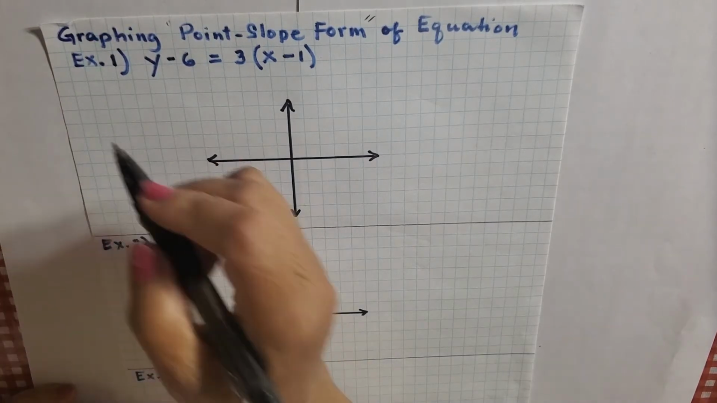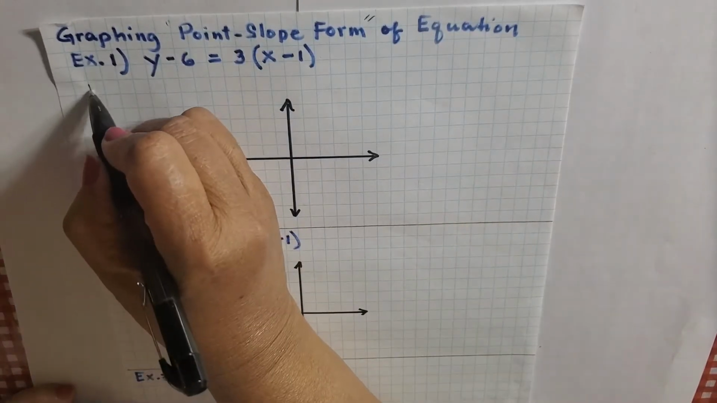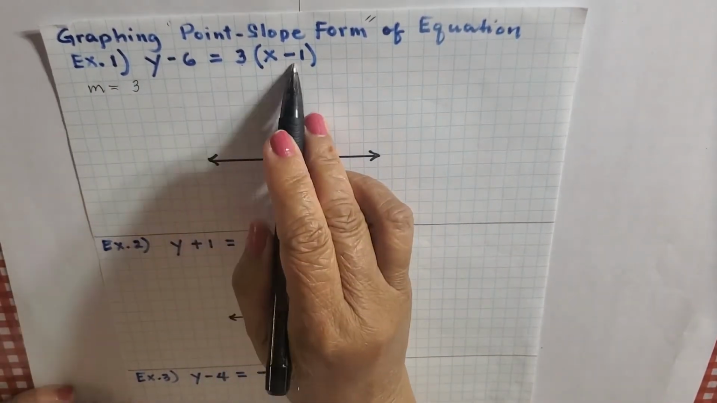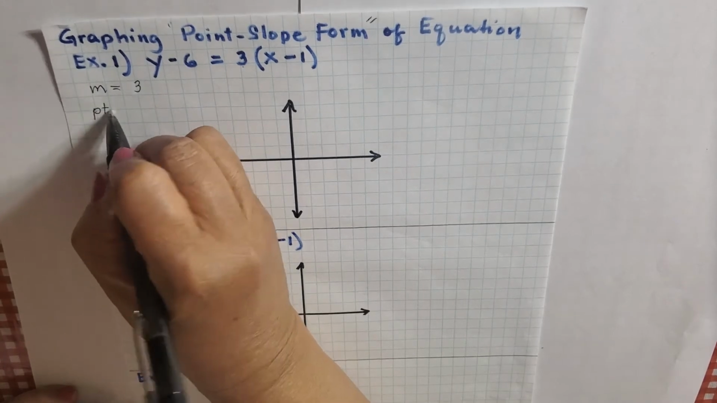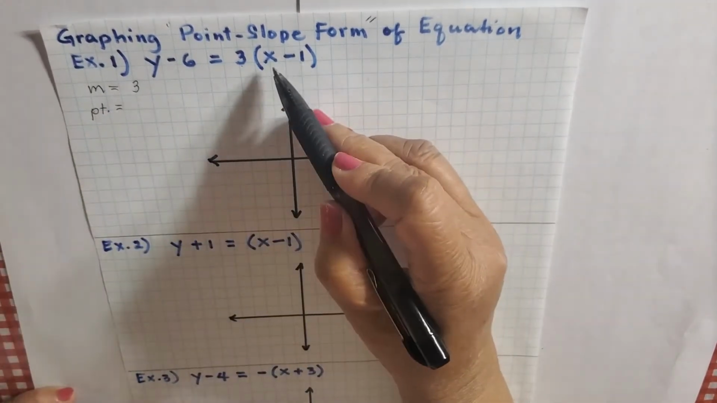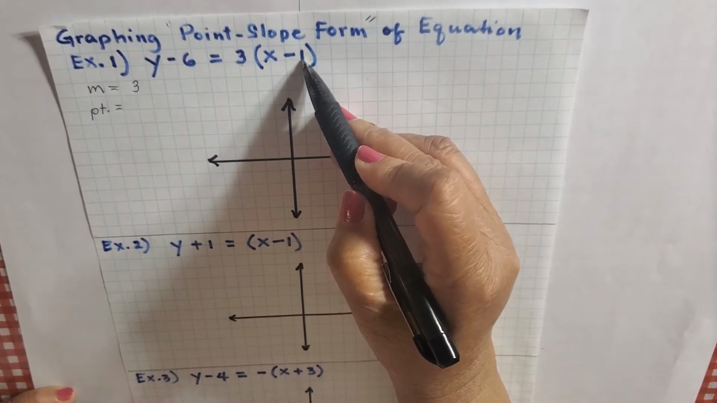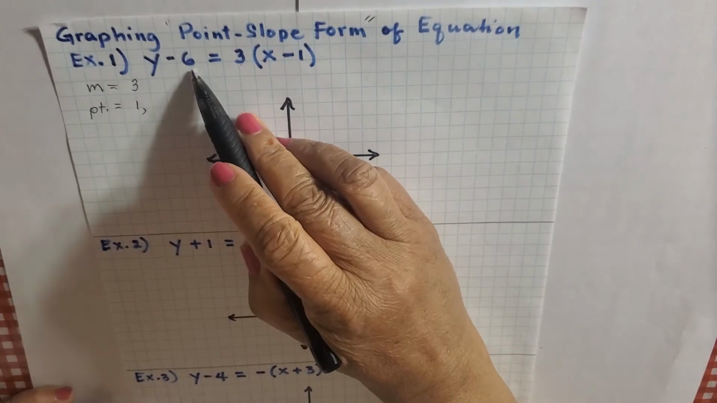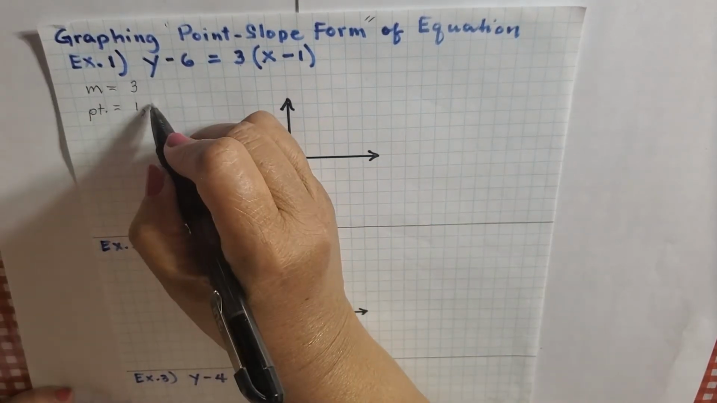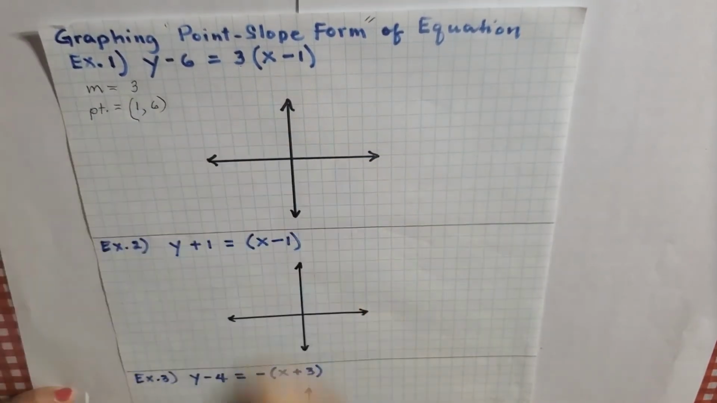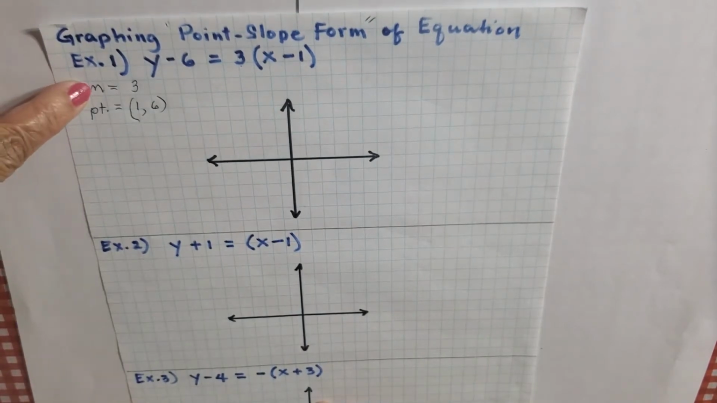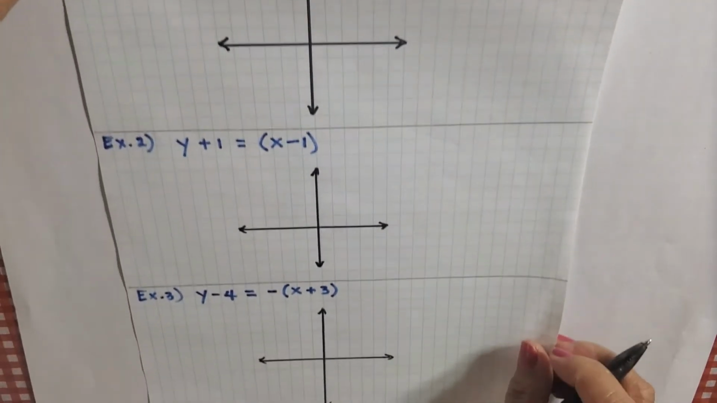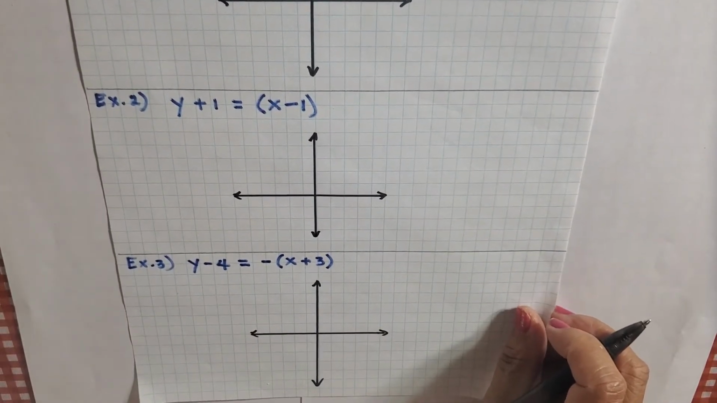First thing is to identify the m. The slope is 3. The point, this is where the students struggle. This is the first coordinate, the x coordinate, which is 1. And this is the y coordinate, which is 6. Okay? So if I have a point and a slope, I can graph. Let us take a look at number 2 before we begin graphing.